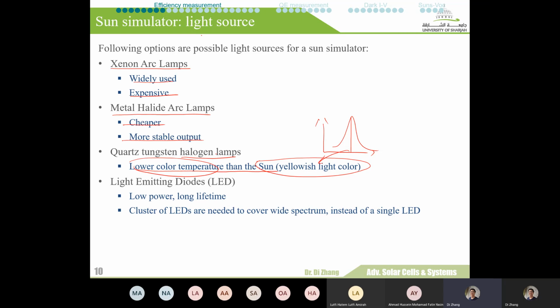And finally, in recent years, we also have solar simulators made using light emitting diode light sources. LEDs, as we know, are very popular nowadays in lighting applications because they consume low power and have a very long lifetime. But with the LED, there are very critical limitations.